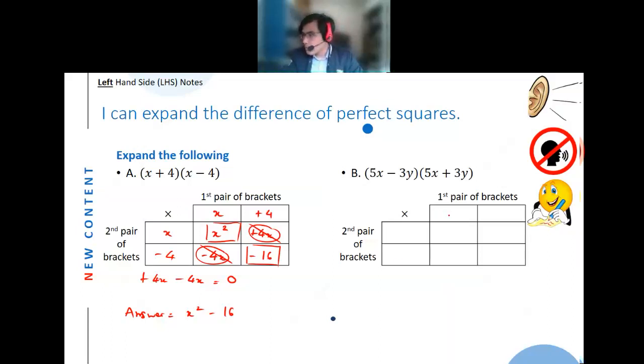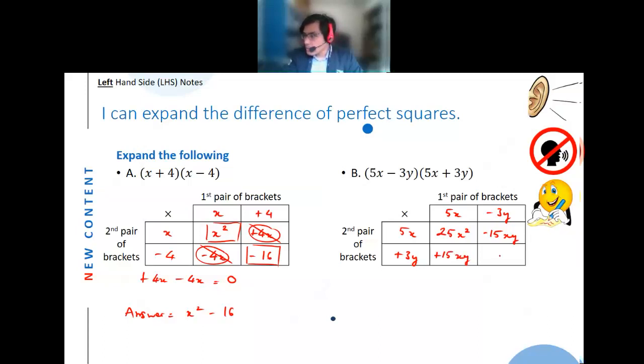All right, so next one we've got 5x minus 3y at the top, and then 5x plus 3y down the side here. So numbers multiply with numbers. 5 times 5 is 25, and letter with letter, so that's x times x, which is x squared. 5 times negative 3, positive and negative is a negative, 5 times 3 is 15, x times y is xy. Positive 3 and a positive 5 makes a positive answer, 3 times 5 is 15, and xy.